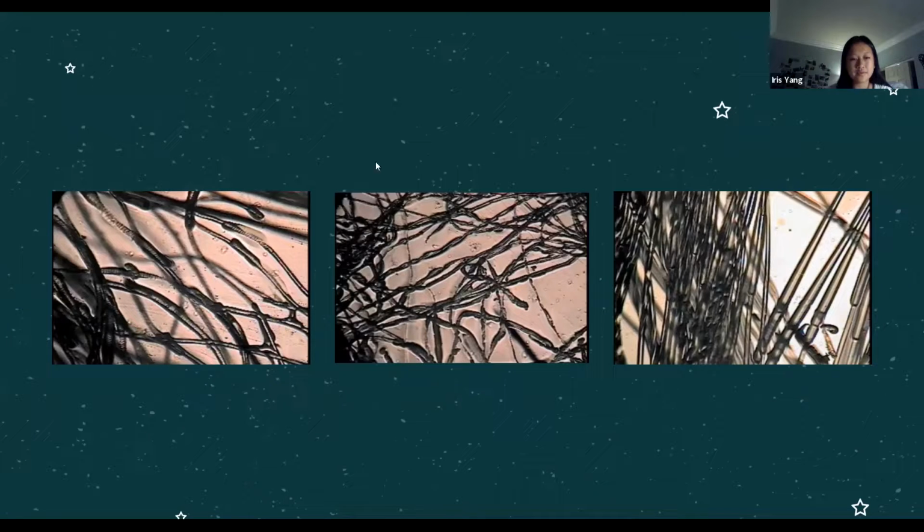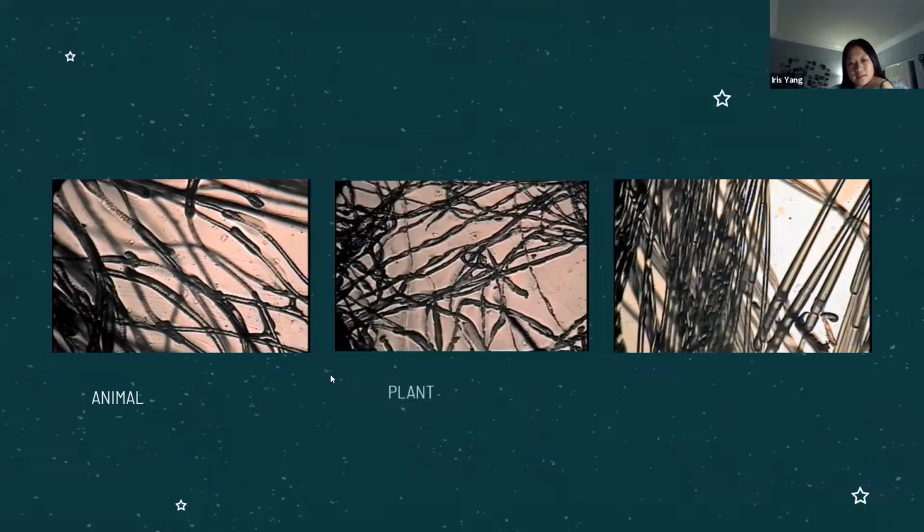Yeah, and then the last one would be animal, and you can kind of see the different layers of this, and it just doesn't fit as well. So process of elimination here: animal, plant, and synthetic. Does anyone have any questions about these?